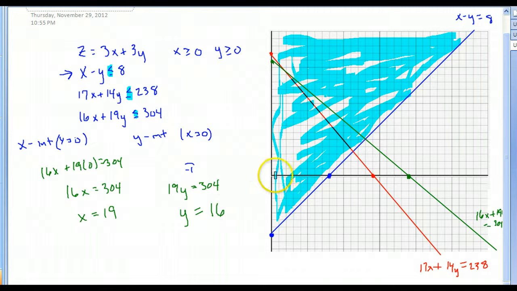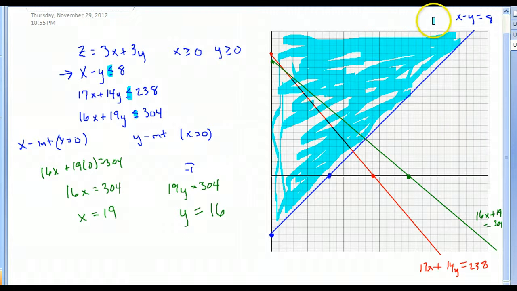So the origin was in our shaded region, but that's because 0, 0 is the origin, and 0 minus 0 is 0, and 0 is less than 8. So that is shaded. If it made it not true, then we wouldn't shade. We'd shade on the other side of the line.